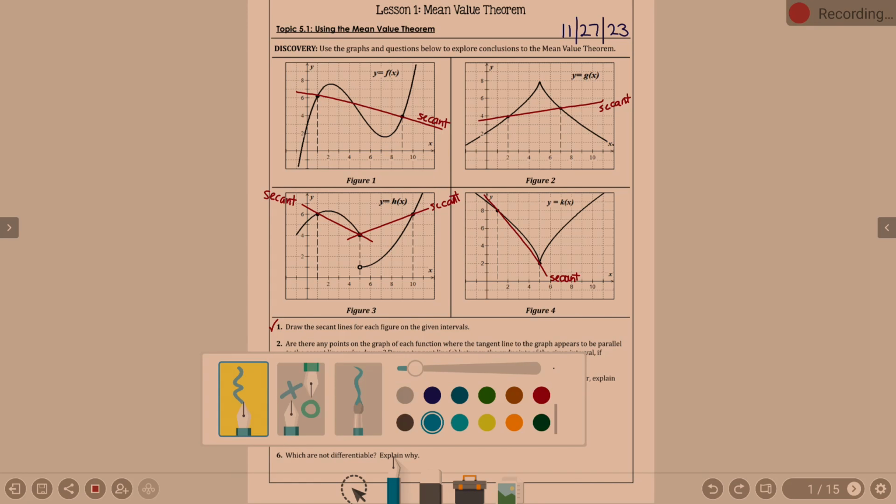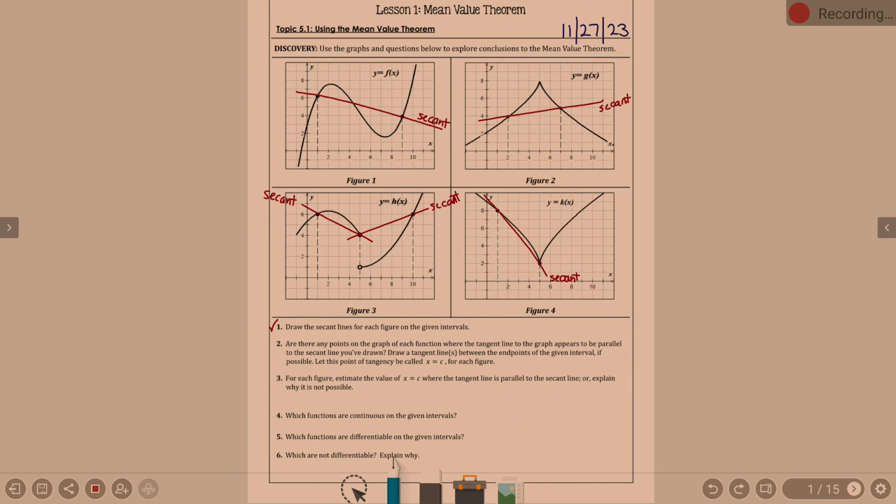Okay, what's 2? Are there any points on the graph of each function where the tangent line to the graph appears to be parallel to the secant line you've drawn? So draw a tangent line or lines between the endpoints of the given interval, if possible. Let this point of tangency be called x equals c for each figure.